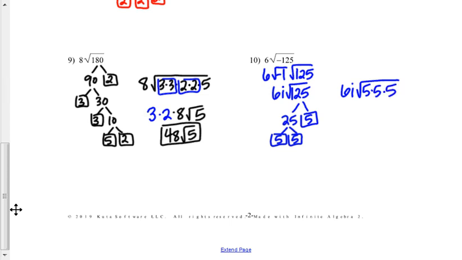I'm going to look for pairs. So 5 comes out in front with the 6i. 1 5 stays under. So 5 times 6 is going to give me 30i square root 5. And that is your homework for Target 1.